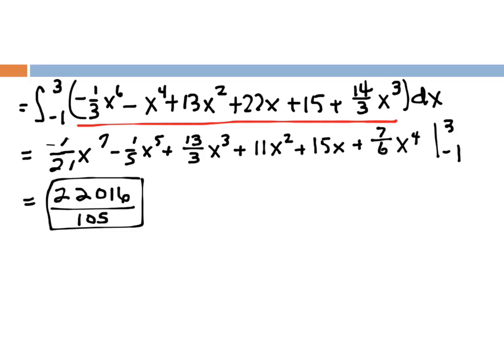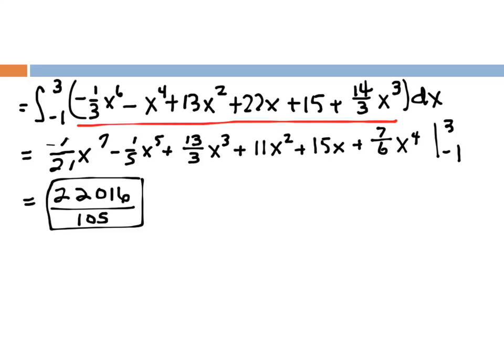22,016 over 105. And with the 105 in that denominator, I'm thinking that this probably does not have a terminating decimal form, so it really does need to be left as a fractional expression. Does that look okay?